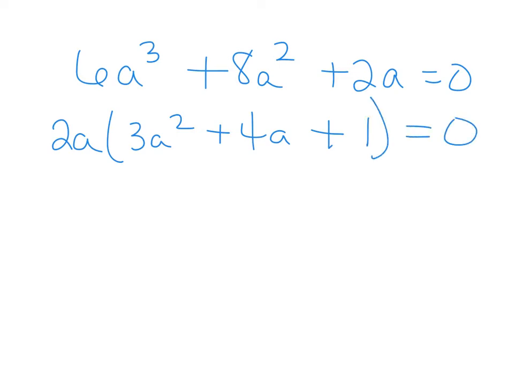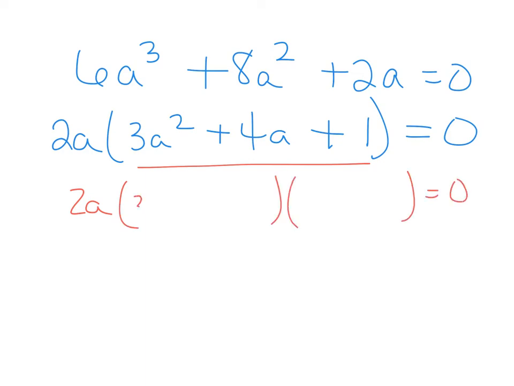Okay, now I can't say that I'm done, because guess what? I now have to try to factor this trinomial right here. So the 2a comes along for the ride for a while. What does this factor into? Well, let's see here. 3a and a, and it's a positive and a positive, so plus 1 and plus 1. Does that work? Check your middle terms.